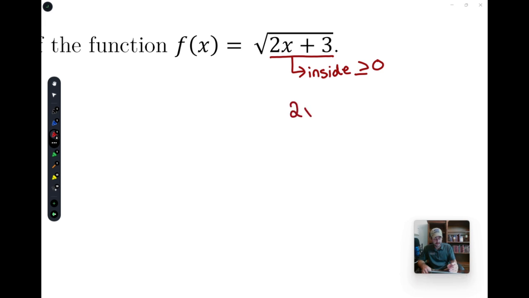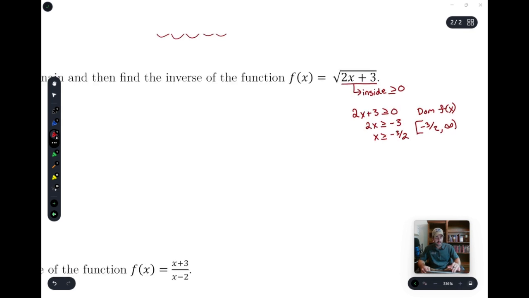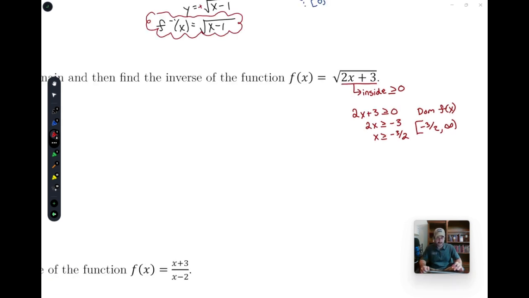So we're going to solve for that. 2x plus 3 bigger than or equal to 0. 2x is bigger than or equal to negative 3. X is bigger than or equal to negative 3 over 2. So that looks like negative 3 over 2 all the way to infinity. That is our domain of f of x, which means it's also our range of the inverse. And now that we've restricted our domain, and we said that's where we're going, we can go ahead and find our inverse.